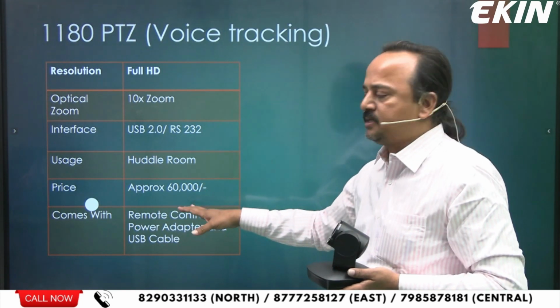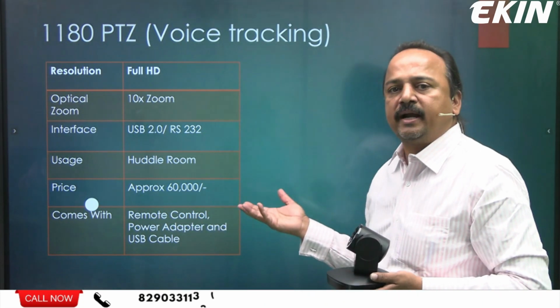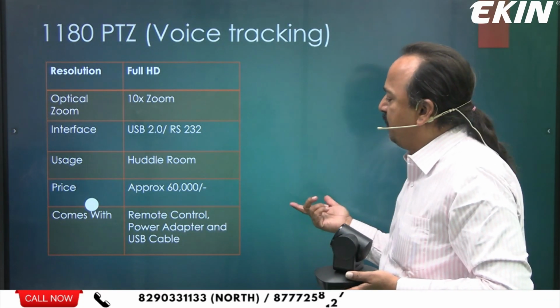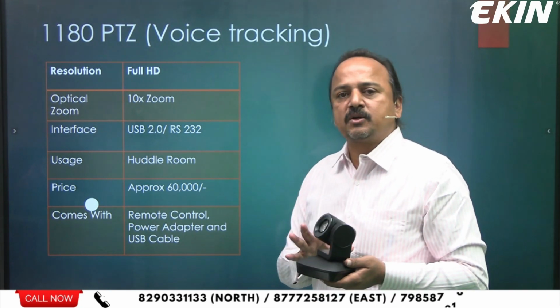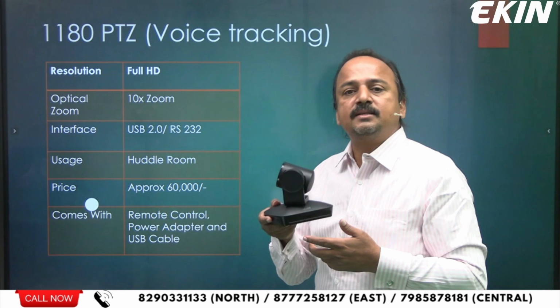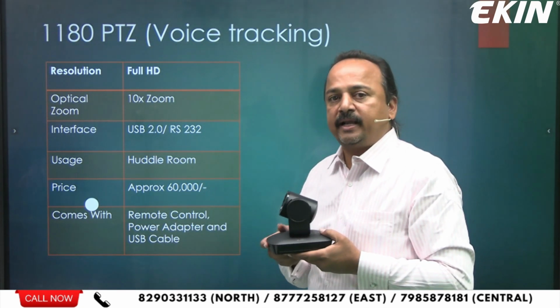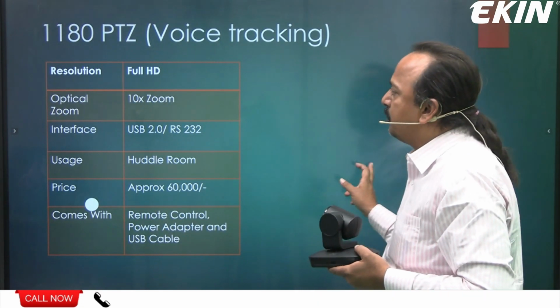The price is very reasonable, 60K, and it comes with almost everything required, like a remote control, a power adapter, USB. So whatever is required inside the classroom, you have everything on this, right? This is a new technology which is available. With Ekin, we are giving this type of product. Ekin 1180 is the model number.